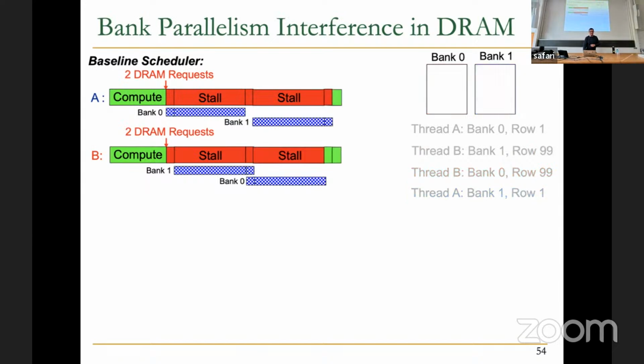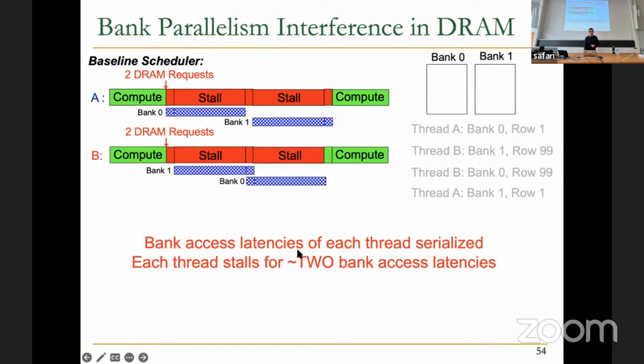Essentially, what happened was, even though each thread had 2 requests to 2 different banks, because the memory controller did not order the servicing of these requests such that each thread's request would be serviced in parallel in the different banks, both of the threads had their requests serialized at the memory controller. And on average, each thread stalls for approximately 2 bank access latencies. Right? The question is, can you do better, right?